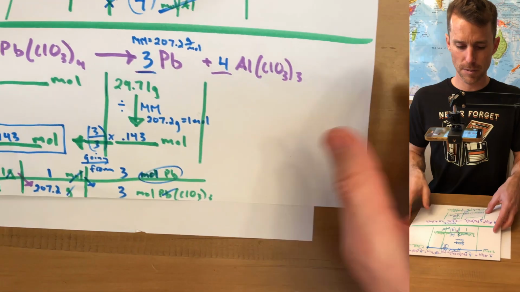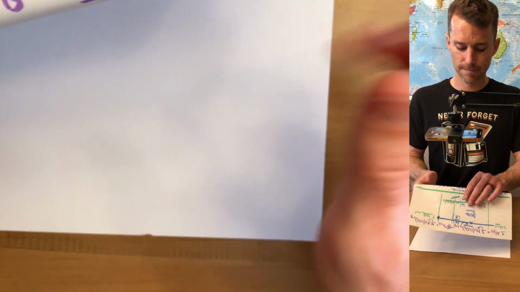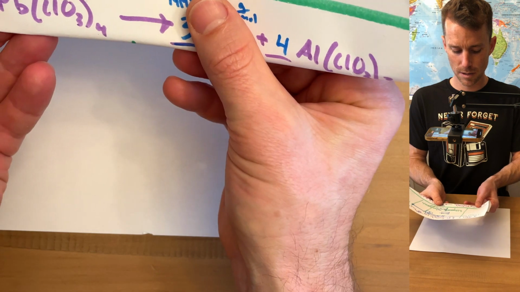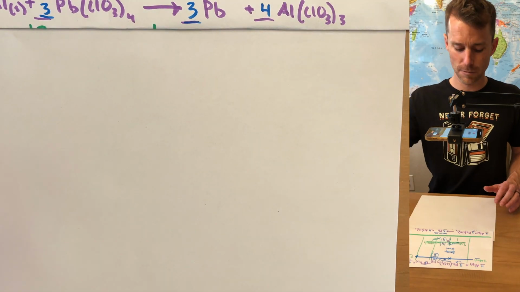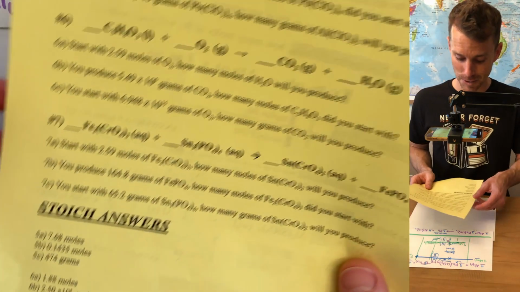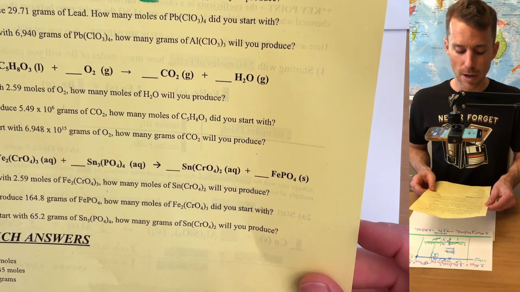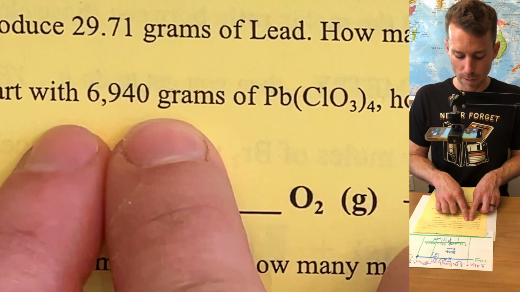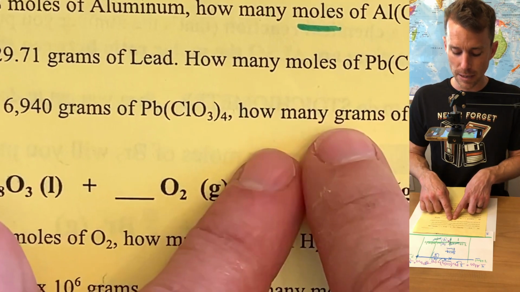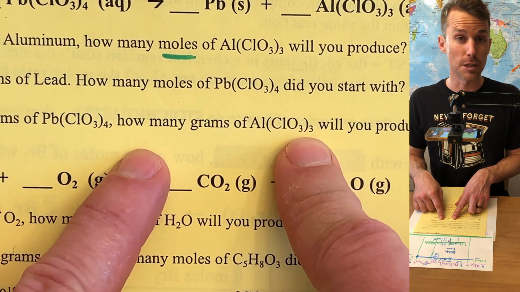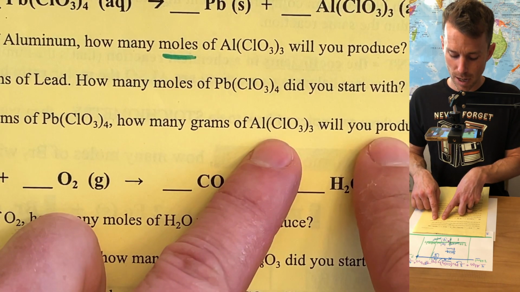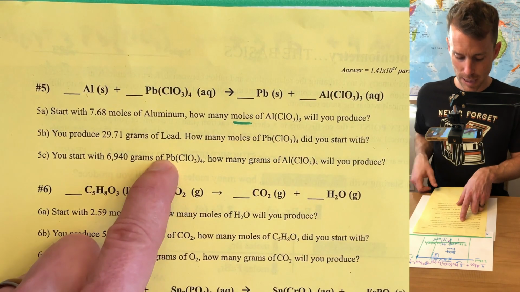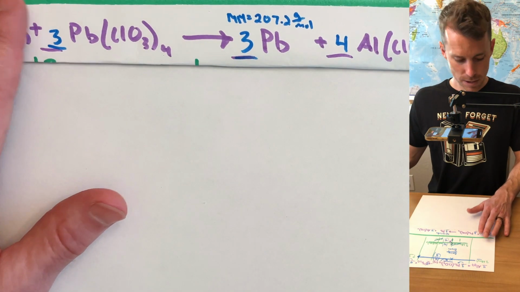Our next one, I'm just gonna fold this under like this. Now, let's do one more. What's our final one? These just get a little harder each time. So this one will be a grams to grams. Here it is. We have 6940 grams of lead chlorate. How many grams of aluminum chlorate will you produce? So this is going to be our products, aluminum chlorate. This is what we start with. Those are our reactants. Let's put our columns in and see how we do here.